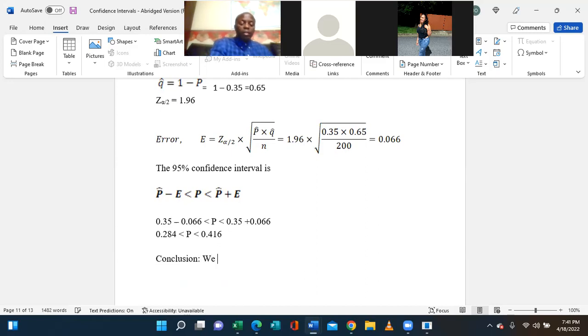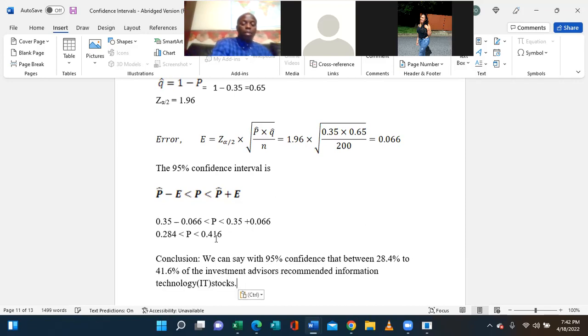So we can say with 95% confidence that between 28.4% to 41.6% of the investment advisors recommended IT stocks.